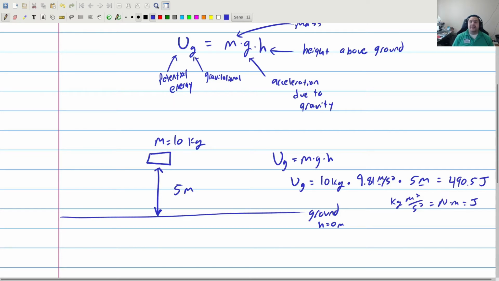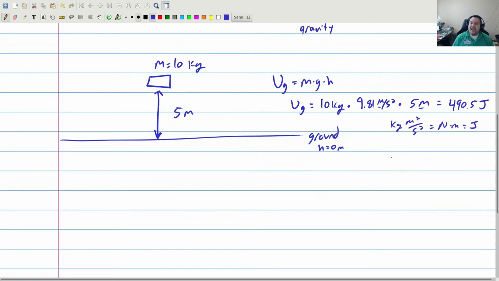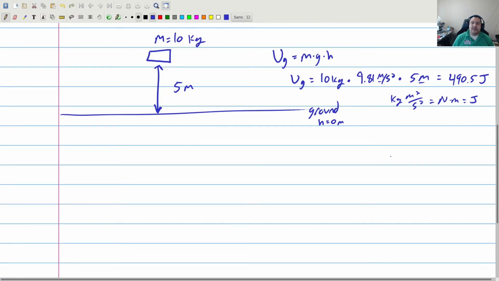There are other forms of potential energy, most notably elastic potential energy, but there's also electrostatic potential energy, there's magnetic potential energy, there's a lot of different forms of potential energy. But for now, we're going to stick with gravitational potential energy for most of it. Later on in the course, we'll talk about elastic potential energy, and then in Physics 2, we'll talk about things like electrostatic potential energy.